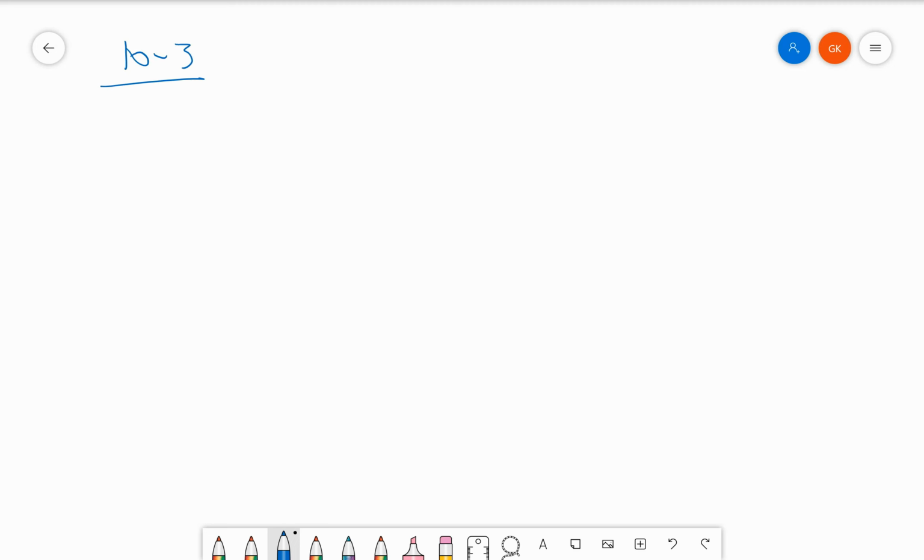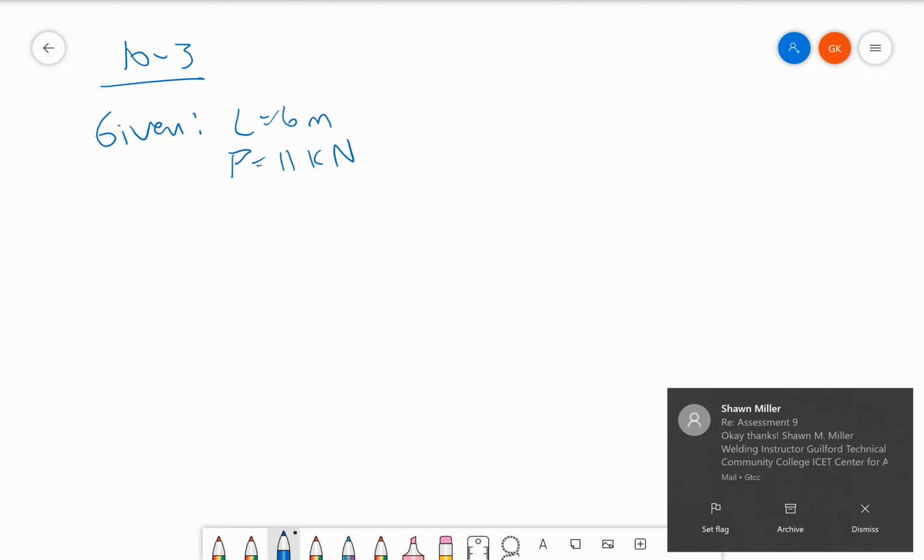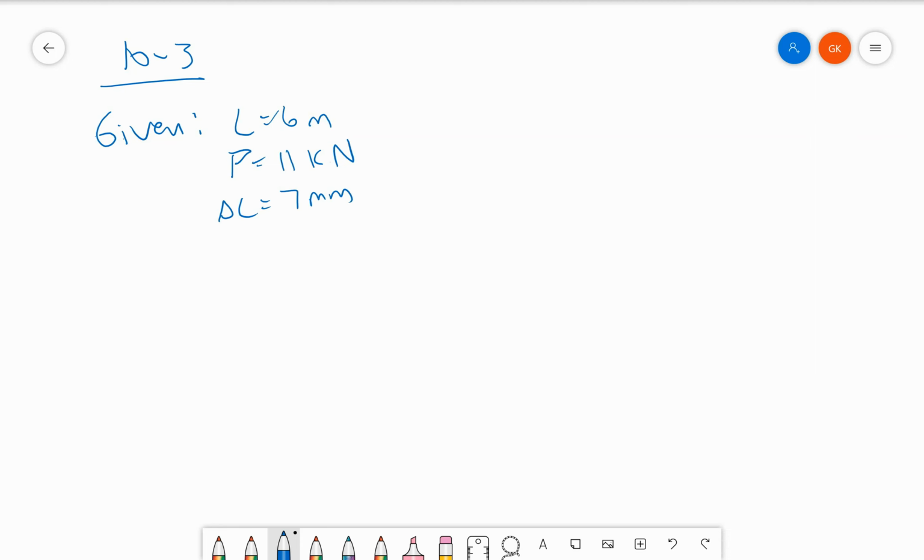Now I'm going to read the problem statement and then we'll jump into this problem. So, let's see what we're given. It says an ASTM A36 steel rod, which is 6 meters long, must be capable of supporting a tensile load of 11 kilonewtons, without elongating more than 7 millimeters, or exceeding an allowable tensile stress of 150 megapascals.